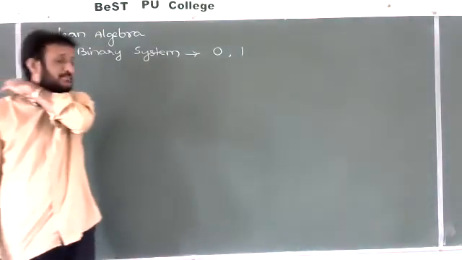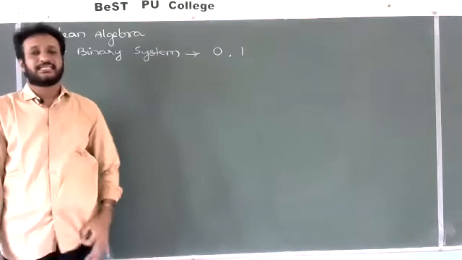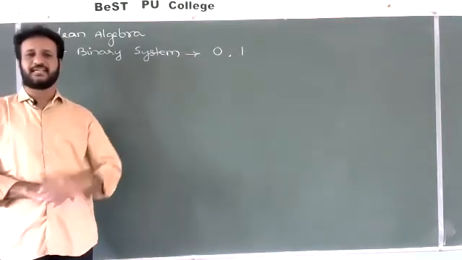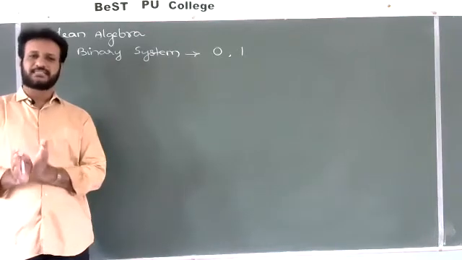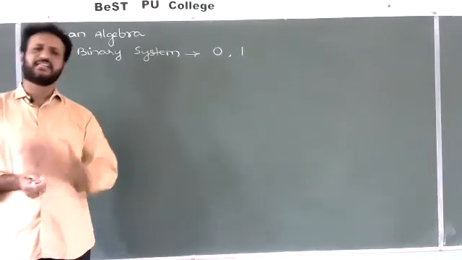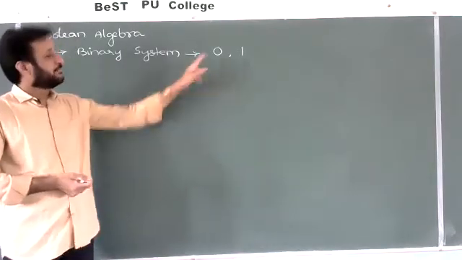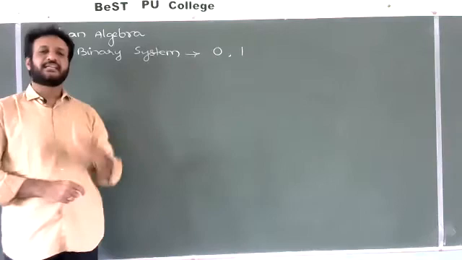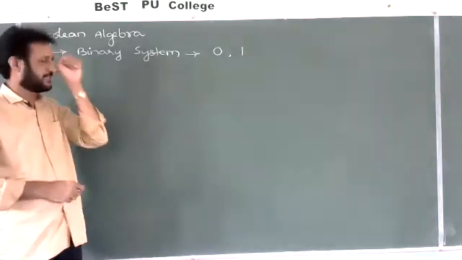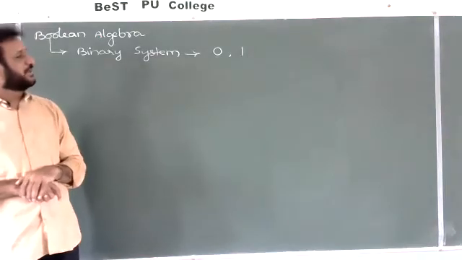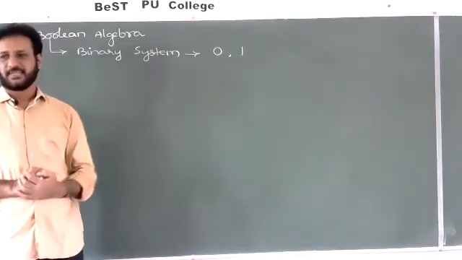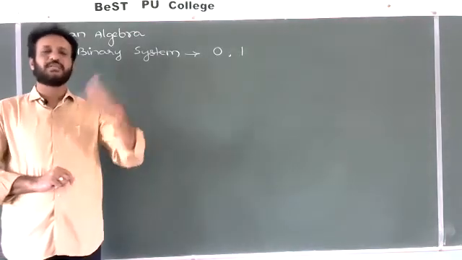Whereas a decimal system contains 10 numbers, like 0, 1, 2, 3, 4, 5, 6, 7, 8, 9. With these 10 digits, we can write any number. Same way, by using 0 and 1, we can write any number in the case of Boolean algebra, or in the binary system. For example, I want to convert a binary system to decimal system, or a decimal system to binary system.